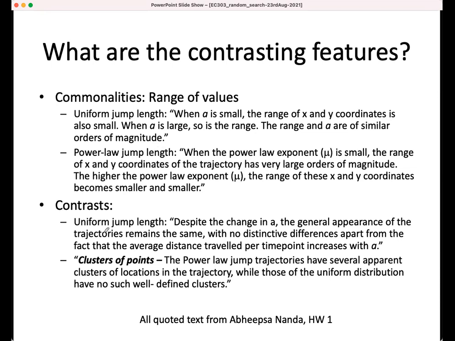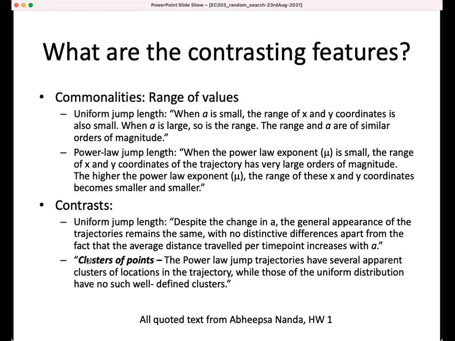Of course, there's an important contrast. In the uniform jump length, despite the change in A, the general appearance of the trajectories remains the same, with no distinctive differences apart from the fact that average distance traveled per time point increases with A. Although one of you seemed to say that maybe the clusters are more prominent with large A, that's not the observation of Bipsh, at least, which I actually agree with.